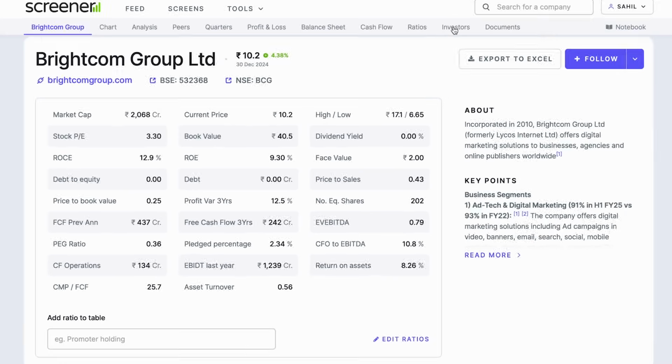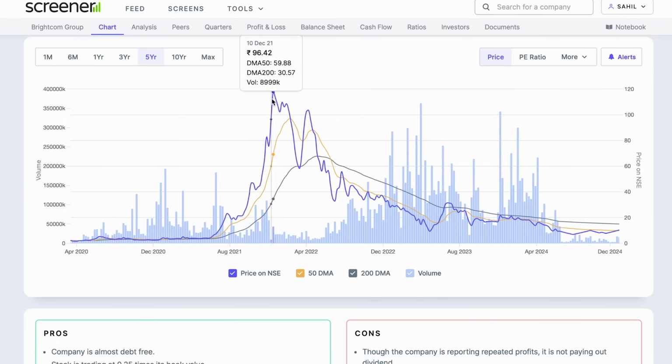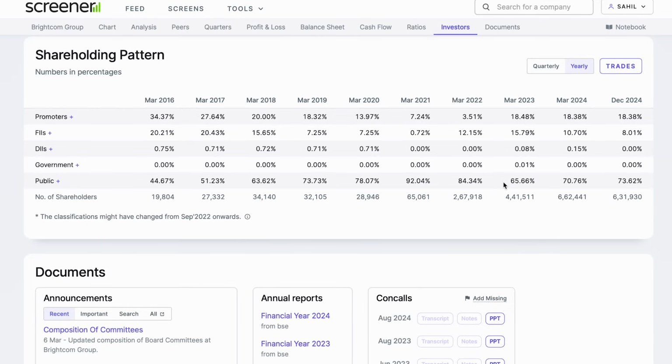You take any company from the red flag examples we have covered and you will find that there is one common pattern among these companies, and that is they have seen a consistent increase in public holding and institutional investors have reduced their stake. For example, let's take Brightcom. During March 21, there were only 65,000 investors. By March 22, there were 2.67 lakh investors, when the share price peaked out by December 21. And when the share price kept on falling, public holding kept on increasing and the number of shareholders also kept on increasing.